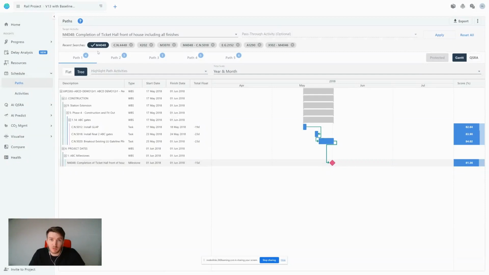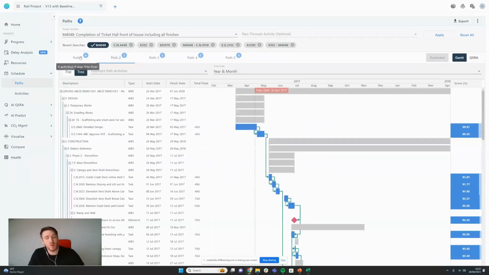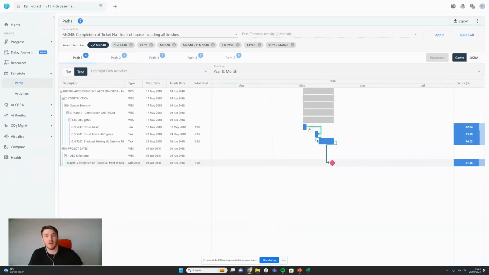And this is the milestone that we've analysed together previously, M4048, though it could be anything like the end date of the project. The most critical path of this has 4 days of free float. The second has 5 days of free float. What we would look to do under these circumstances is look to see, well, can we actually push that free float back? So we can see here that this is the final milestone.